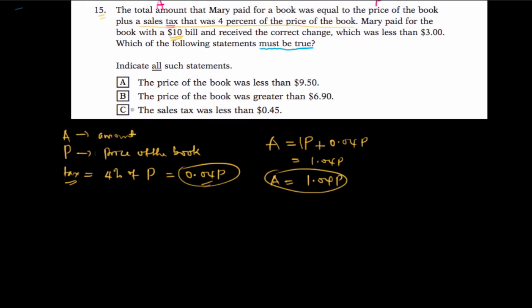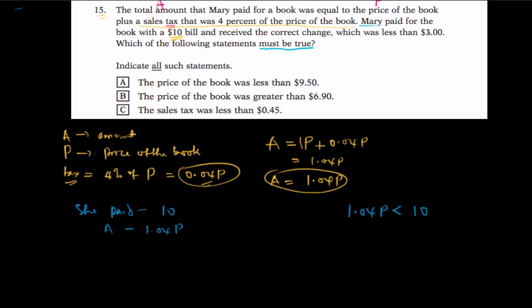So let me use a different color for this second part. That's the second statement here. So she paid $10, but the amount of the book is 1.04P. Since the amount she paid is $10, but the amount of the book is 1.04P, that implies that 1.04P must be less than $10. After all, she received a change from that. And then also we are told that the change is less than $3. Now note, she gave them a $10 bill, but the change is less than 3. So that simply implies that the price of the book must be greater than $7.